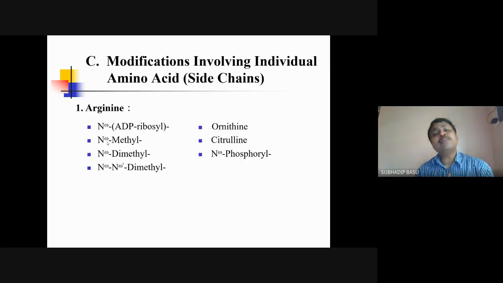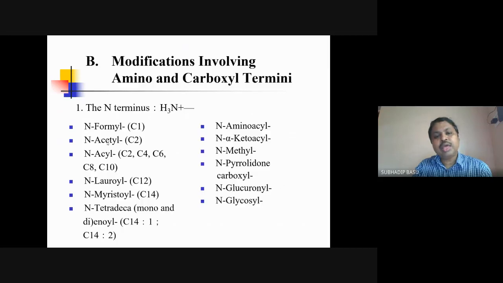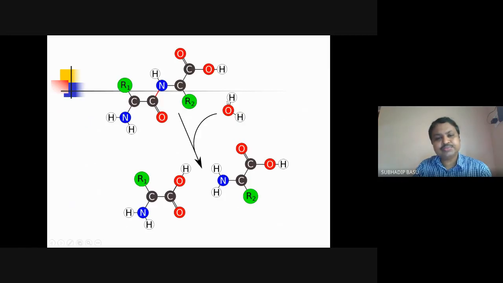Then again, most importantly, the modifications involving the side chains, that is the individual amino acids. As you remember, the amino acids differ from one another based on these side chains, because you always have otherwise a central alpha carbon, an amino terminus and a carboxyl terminus. Okay, just like this.